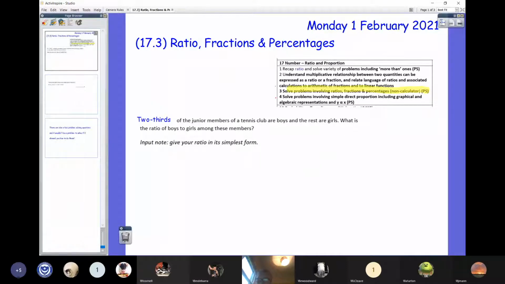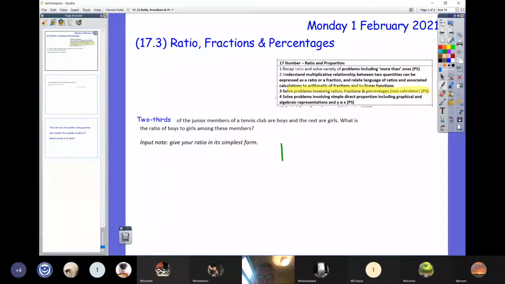Okay, so we start off with two types which are pretty straightforward. Okay, so this is an example of the first type of question that will come up. So 2/3 of the junior members of a tennis club are boys and the rest are girls. What is the ratio of boys to girls amongst the members? So this is a classic question that people often get wrong.